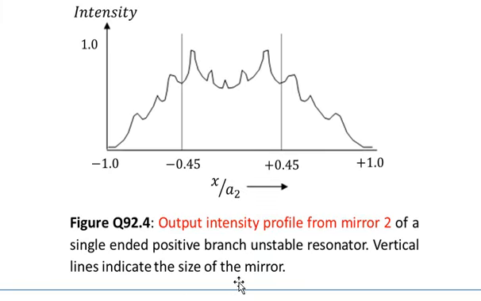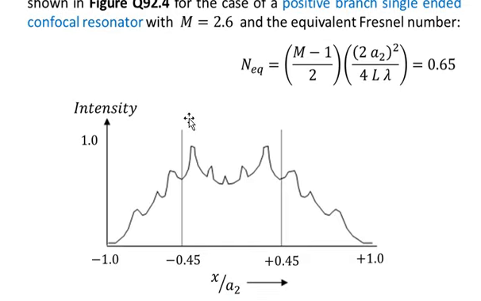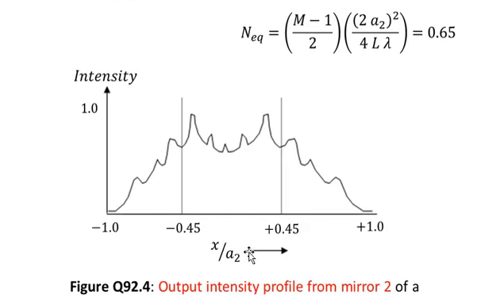Vertical lines indicate the size of the mirror. So these are the vertical lines which indicate the size of the mirror, and the size of the mirror in this simulated result is from -0.5A2 to +0.5A2. So this is the size of our mirror in the simulation. So x is from -0.45A2 to +0.45A2. This is the dimension of our mirror. And the other dimension, you see, is -A2 to +A2. This is the whole aperture.